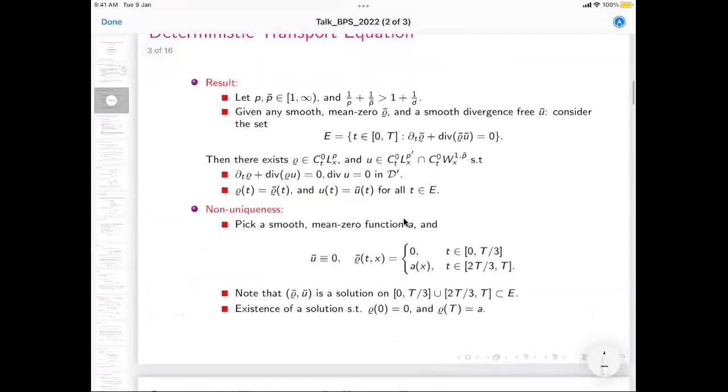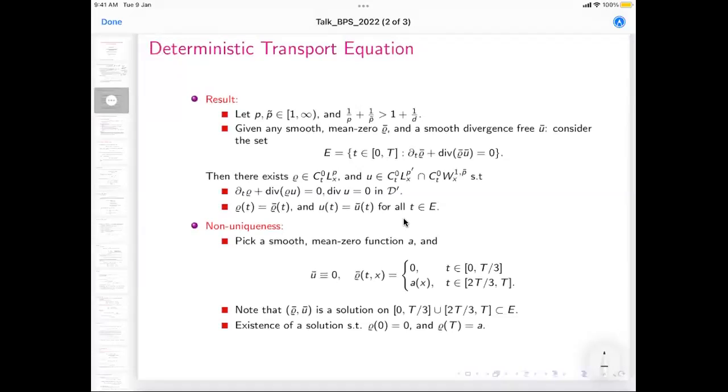Okay, so let me also state the kind of result they produced in the deterministic setting. Again, you start with these exponents P and P tilde. In fact, you have to just exclude infinity, because in the case of P equals infinity or P tilde equals infinity, you go back to the classical situation and then you have uniqueness. So you have to exclude it.